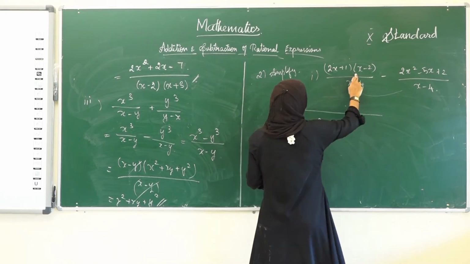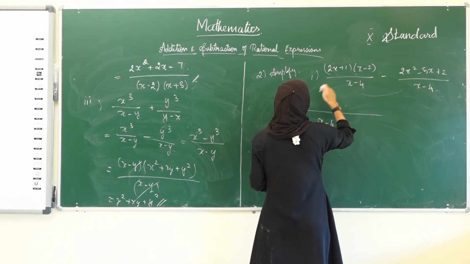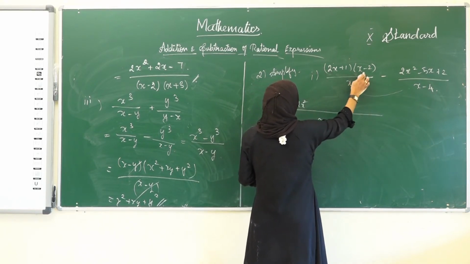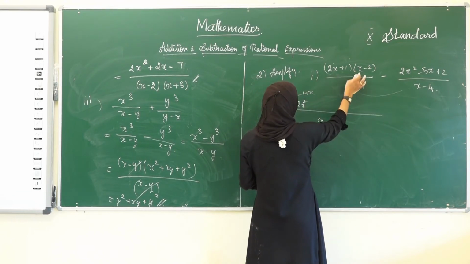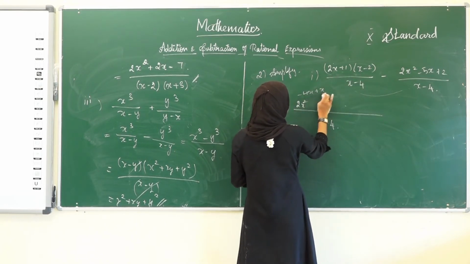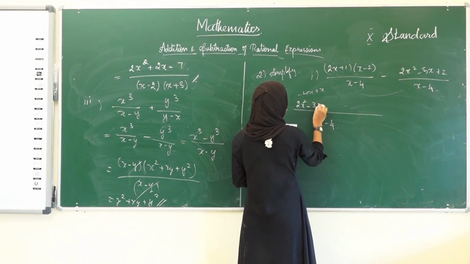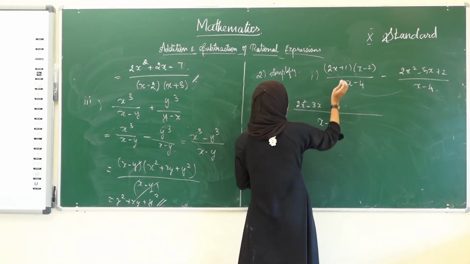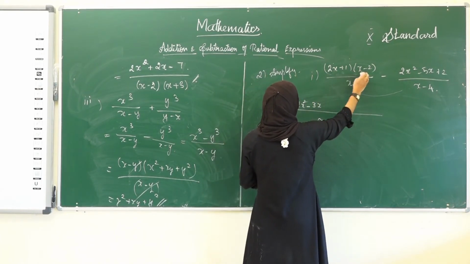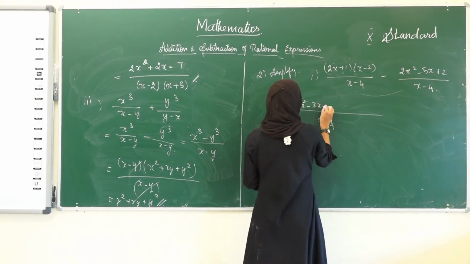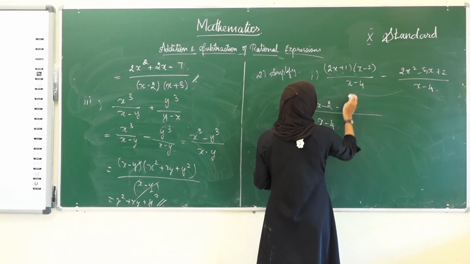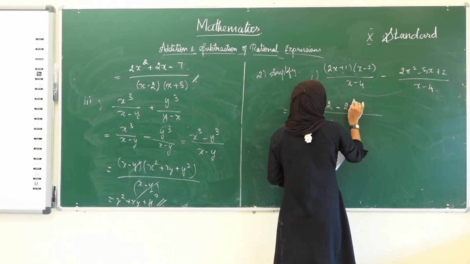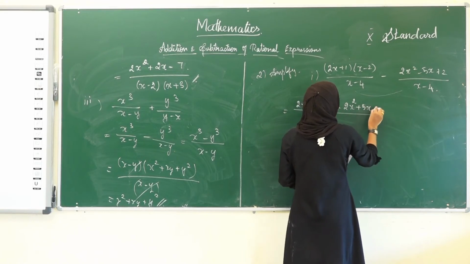See, this is in factorized form. Now we are going to expand this. 2x into x is 2x square. Then minus 2 into 2x is minus 4x. And then plus 1 into x is plus x. When solving this, minus 4x plus x is minus 3x. And then the last terms: plus 1 into minus 2 is minus 2. Minus of these terms: we have to take the minus for all the terms. Therefore, change the signs: minus 2x square plus 5x minus 2.